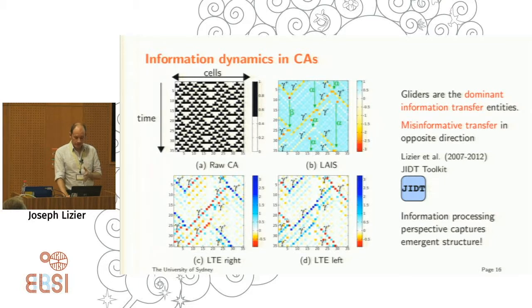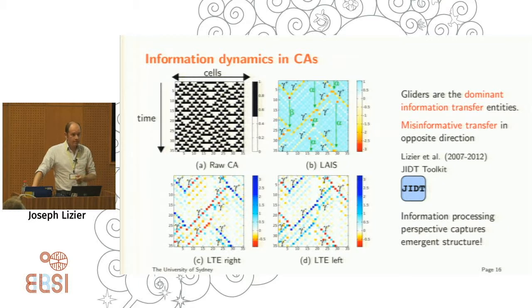And when we look at information transfer to the left, we see that the dominant information transfer entities are those that are moving to the left. That exactly corresponds to the conjectures on the role of emergent structure in computation here, which is really nice. So this information processing perspective captures that emergent structure and its computational role.